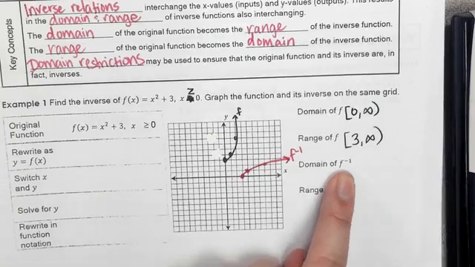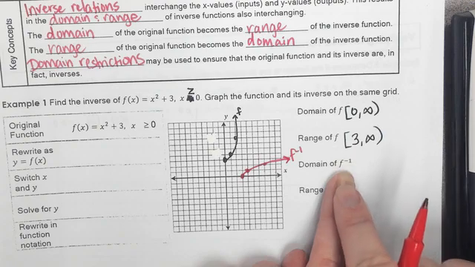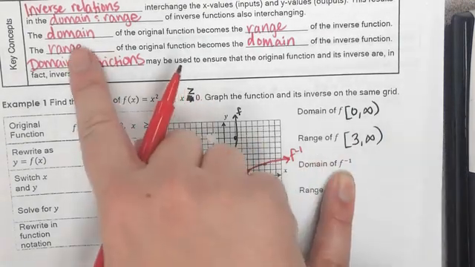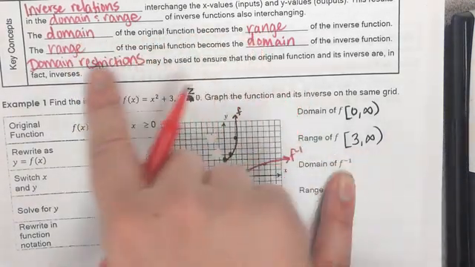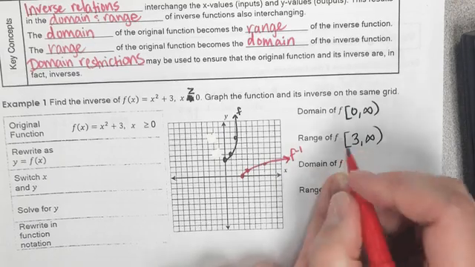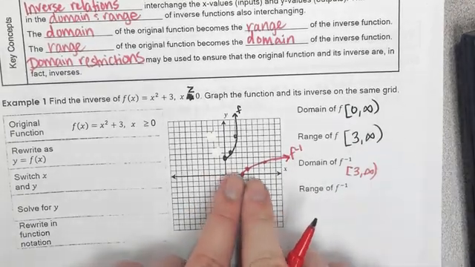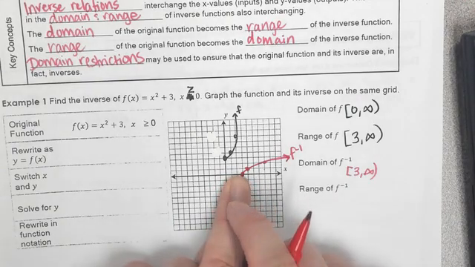Idea is, what is the domain of our inverse going to be? How do we easily find out? Domain of the inverse is the same as the range of the original. So what's the range of the original? 3 to infinity. And look, how do I know that? Look where this begins. It begins when x is 3.